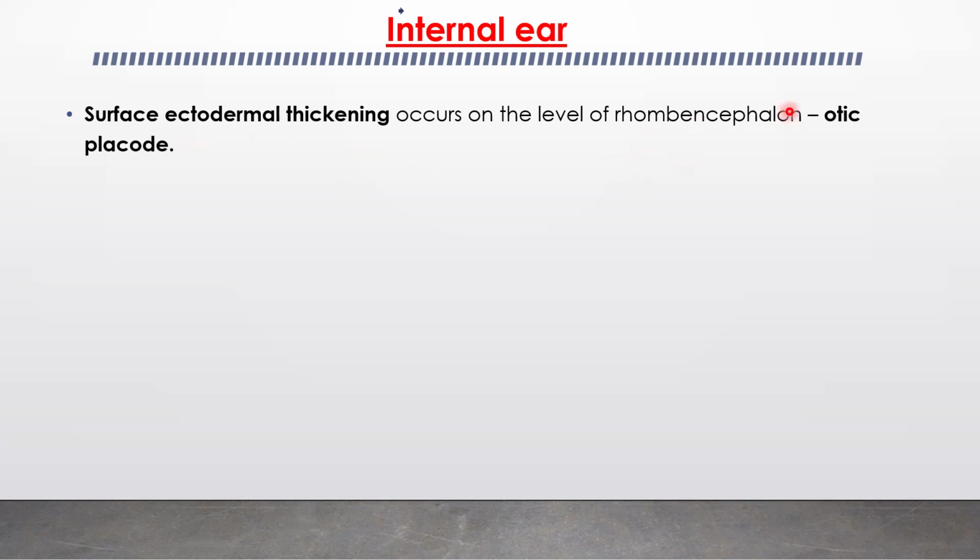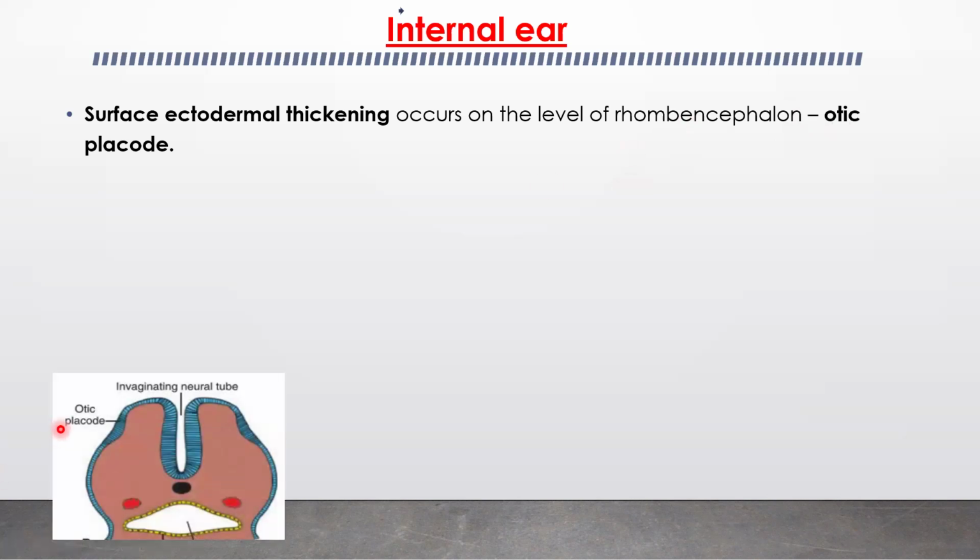And then those thickenings will give us the otic placode. And then this otic placode, we can see here. This is the otic placode. You can appreciate this is a developing neural tube. So it is closing at this point. This is a folding happening. And this is a surface ectoderm, this is a neuroectoderm. So at the level of the rhombencephalon, we'll have the surface ectoderm undergoing thickening to give us otic placodes.